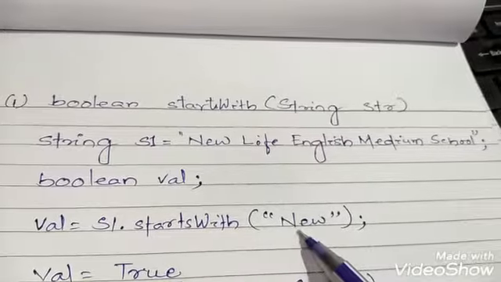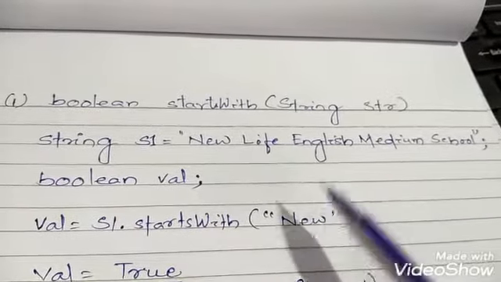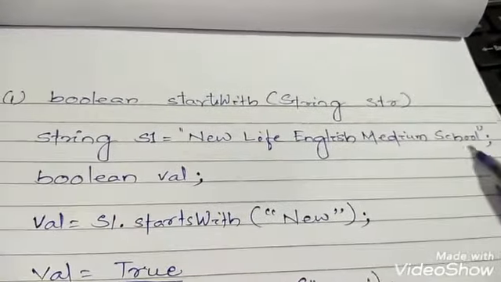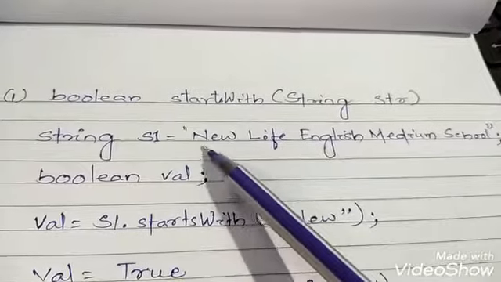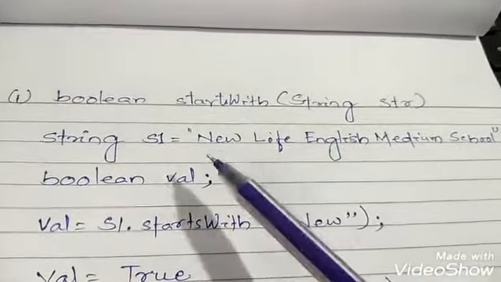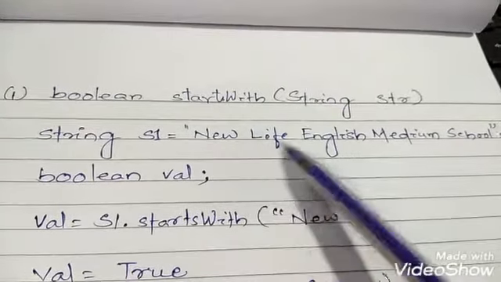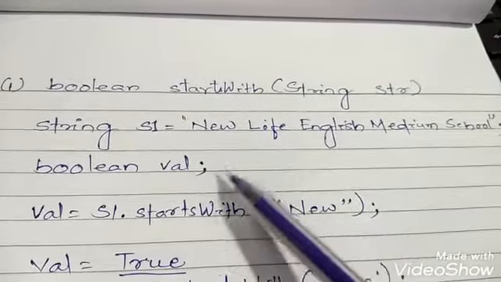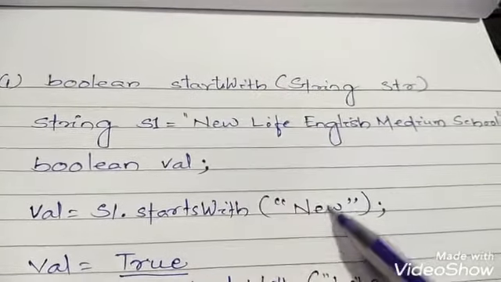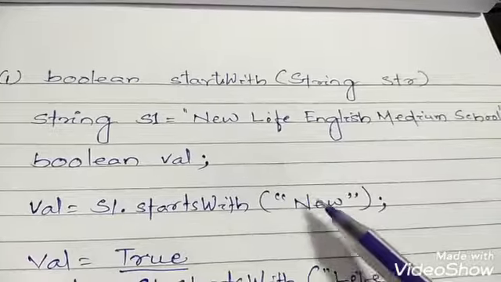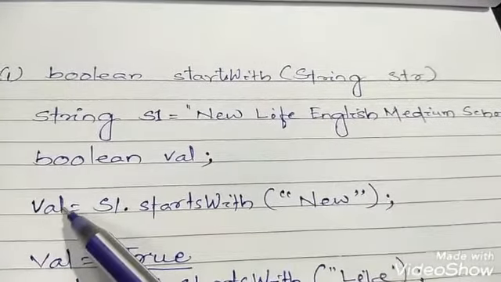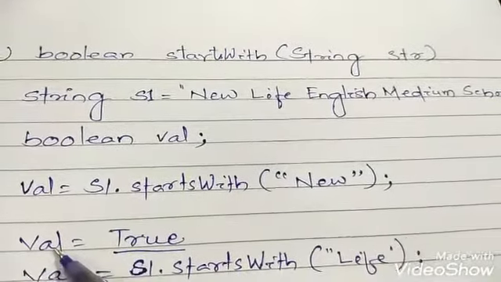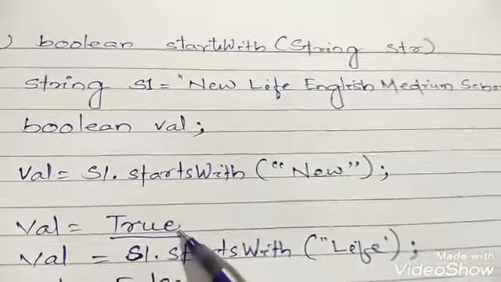New is the argument you have passed. So it checks this string. The starting point of this string is this one, and here new is there, and here is the new. That means this string starts with new. So this new is matching with this new, so it is true. So true will be stored in val. So the variable val equals true.